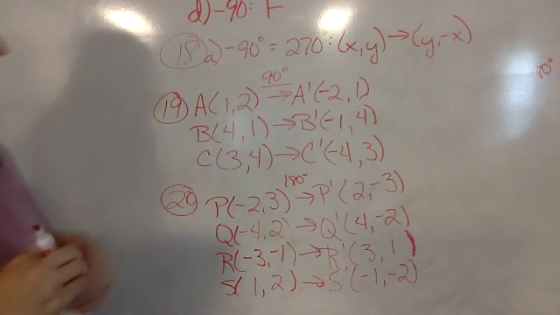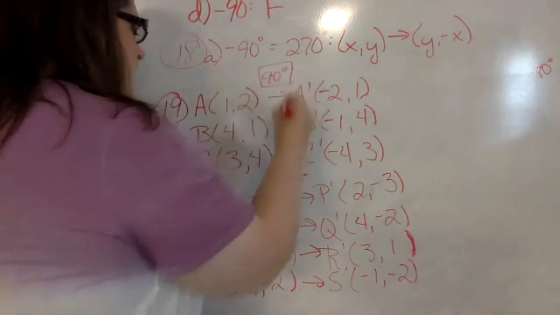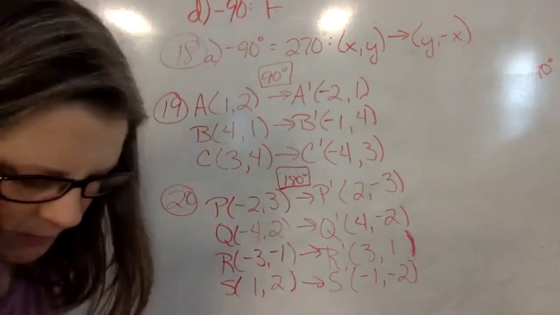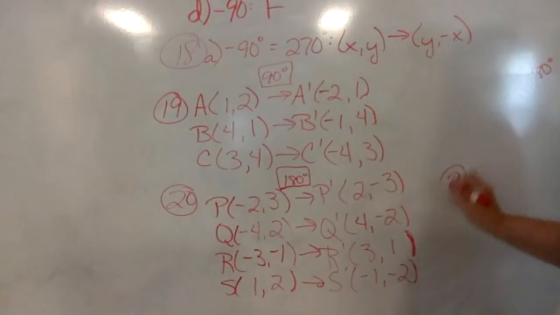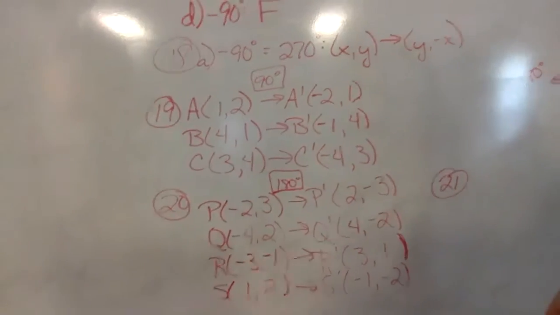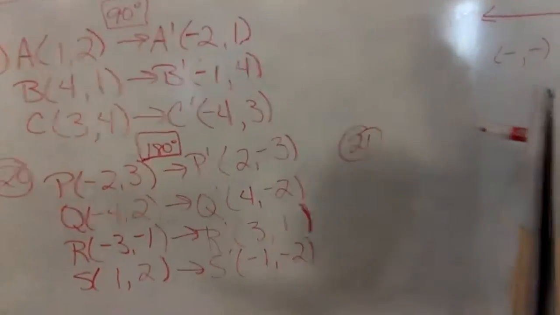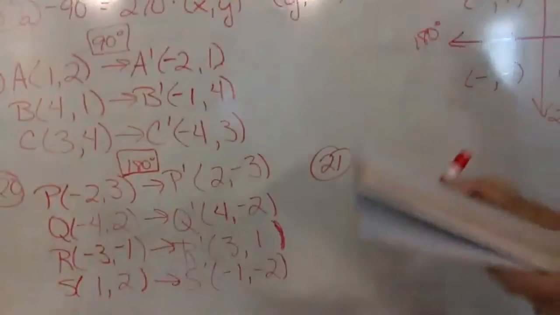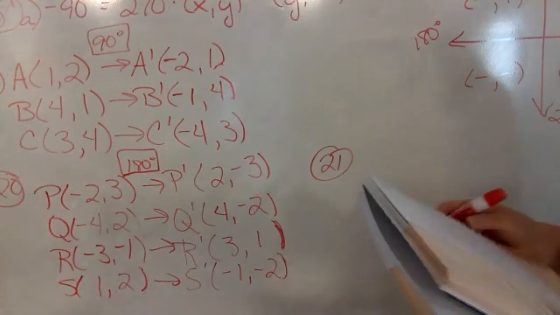Okay? So this one was 90 degrees. This one, it told us to do 180 degrees. So then number 21 tells us to do what? 270 degrees. Okay, they were covering all 3 rules with you on this. So for number 27, if you look, 21. Yeah, 21. I got 27 because it's 270 degrees.